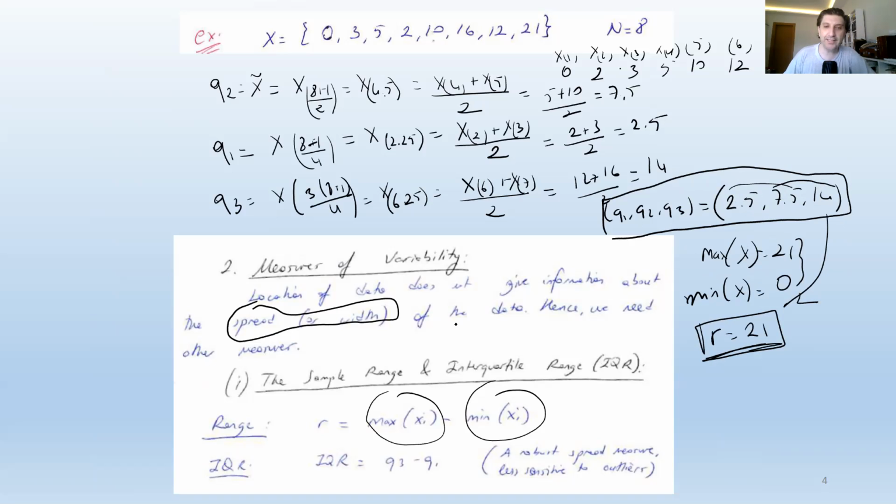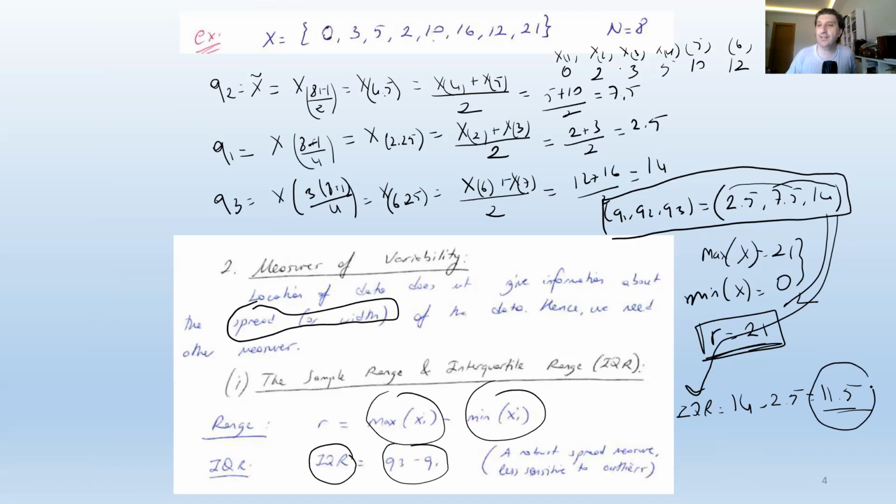And the interquartile range is very much associated with this calculation. It is basically Q3 minus Q1. So very simply, the interquartile range is 14 minus 2.5, which is 11.5. Yes. So here are two very good, nice spread measures.